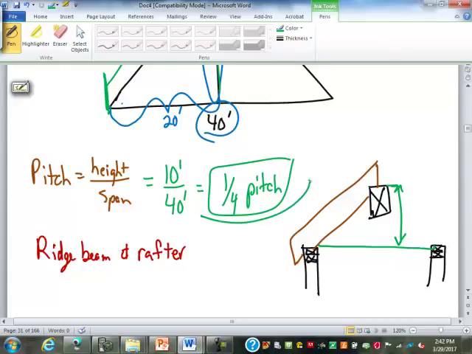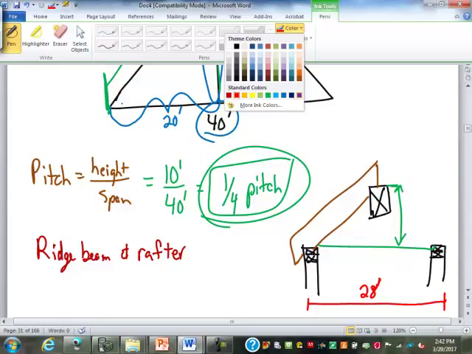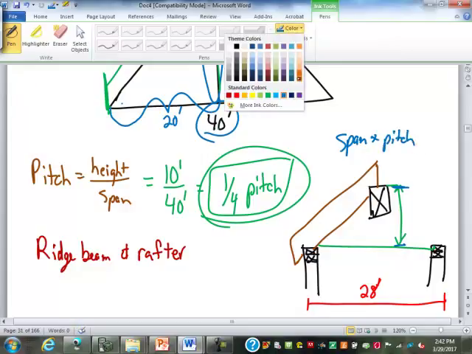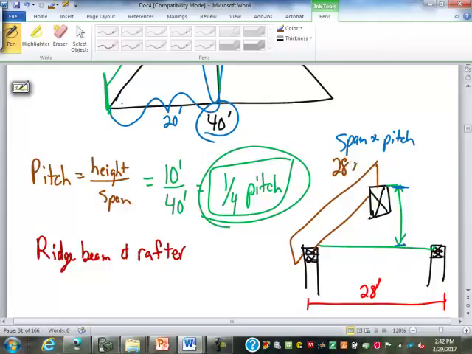So let's say we have a 1/4 pitch here, and our span here across from the outside of one wall to the outside of the other wall is 28 feet. Well, we could use that pitch then to find this height here. We just take the span times the pitch. So for this one, it's that span of 28 feet times the pitch of 1/4, that's 7 feet. So we're going up 7 feet above the top of the walls to where we put the top of that ridge beam.